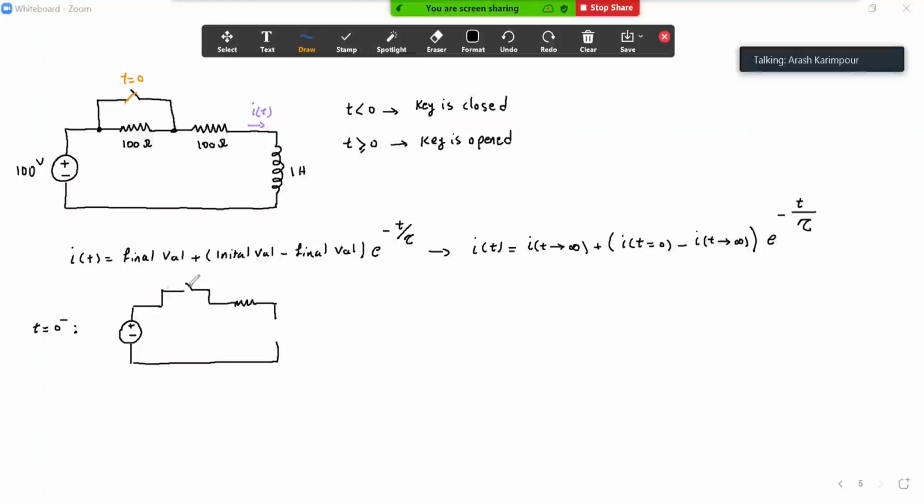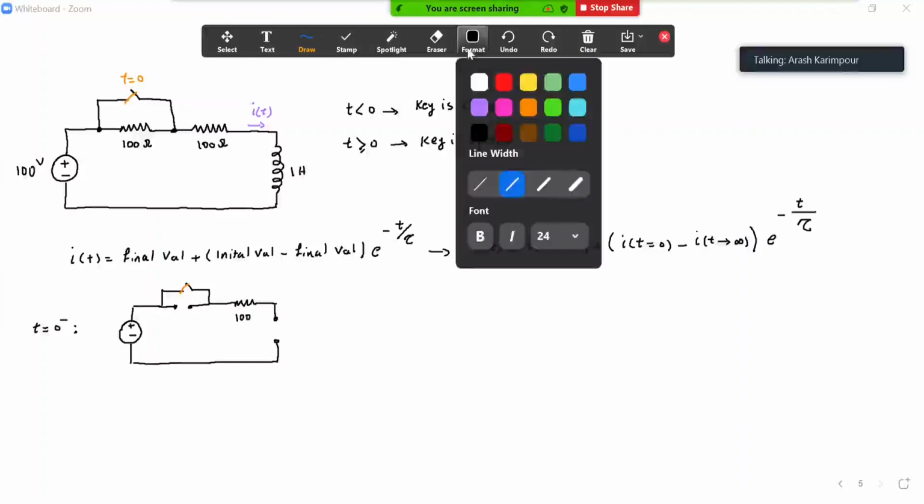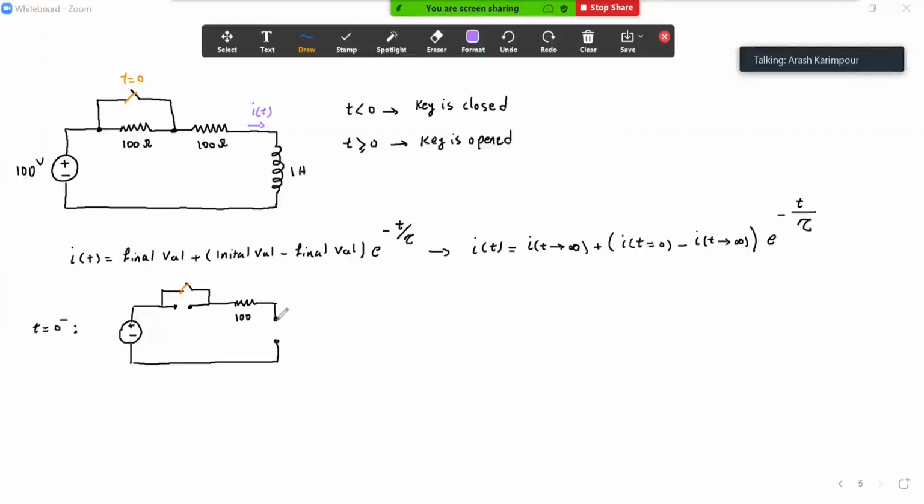So what happened here is that, because the key is closed for a long time, basically nothing goes through this R here. So it would be like that. We don't have anything connected there, because all the current is going to short circuit around that. And then we have this 100 ohm here, and also, because it was closed for a long time, the inductor was fully charged, and because it's fully charged, it's going to behave like a short circuit, like a single wire. So this is what we have at the initial condition.